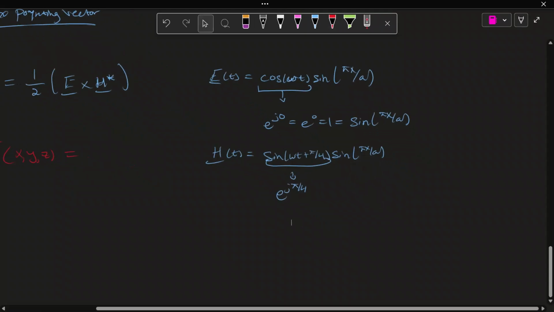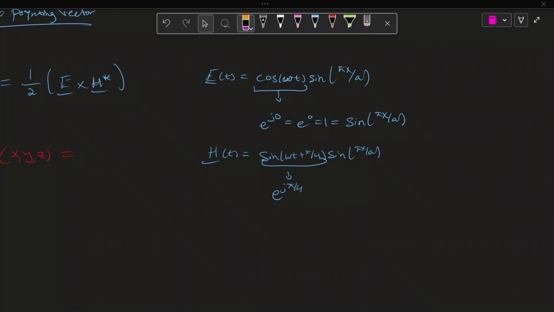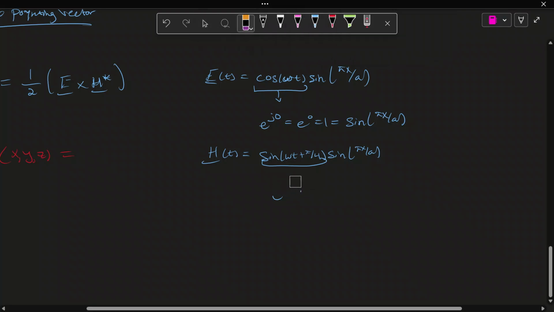Oh, I'm sorry. This is not sine. We need to make sure and change it to cosine, because cosine is your IEEE standard. So this becomes cosine omega t plus pi over 4 minus pi over 2. So this is cosine omega t minus pi over 4, because pi over 4 minus pi over 2 is negative pi over 4.